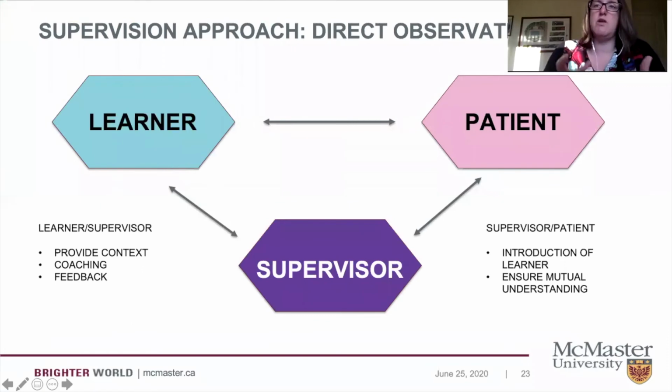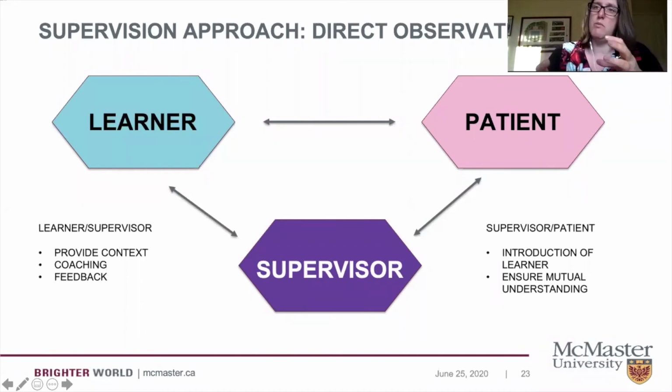Just as in an in-clinic visit, the virtual visit involves a triad: a learner, a patient, and a supervisor. In the learner-patient interaction, obviously the learner is going to have a patient visit. But what do we do in our clinic on the learner-supervisor side? Well, we usually do two types of interactions. This is typically when the learner steps out of the room, or we have a private, sidebar conversation with them. We're usually either providing context before a visit, providing coaching during a visit, or providing feedback after the visit.